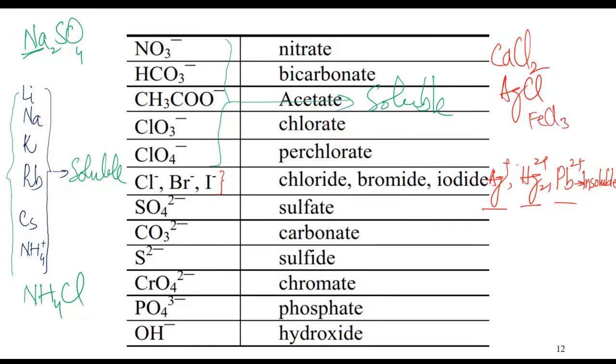If I write FeCl3, soluble or insoluble? Soluble. If I write CuCl2, soluble or insoluble? Soluble. If I write PbCl2, it is insoluble because of Pb. Okay, good. Friends, these are 3 rules.